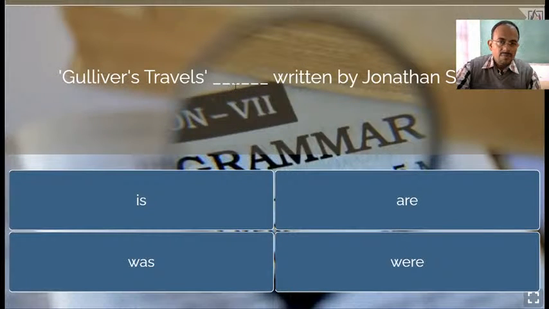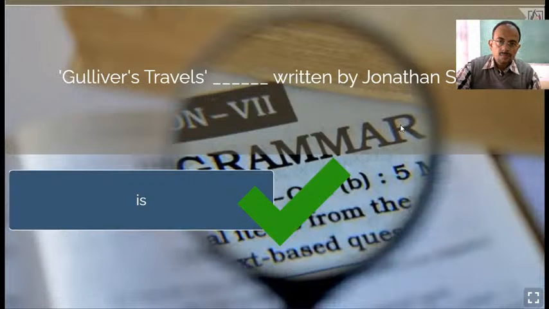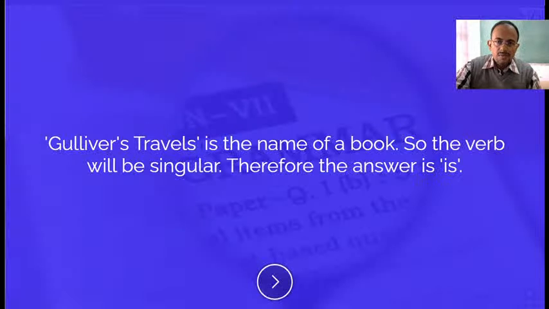Okay. Gulliver's Travels, name of the book. Therefore, it should be is. Gulliver's Travels is the name of the book, so the verb will be singular.